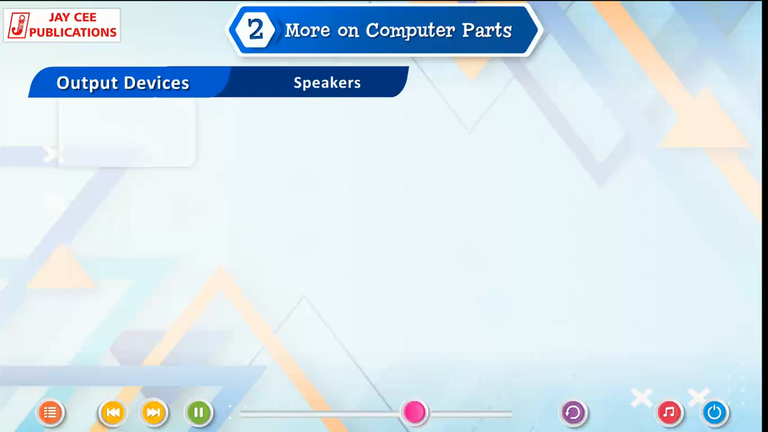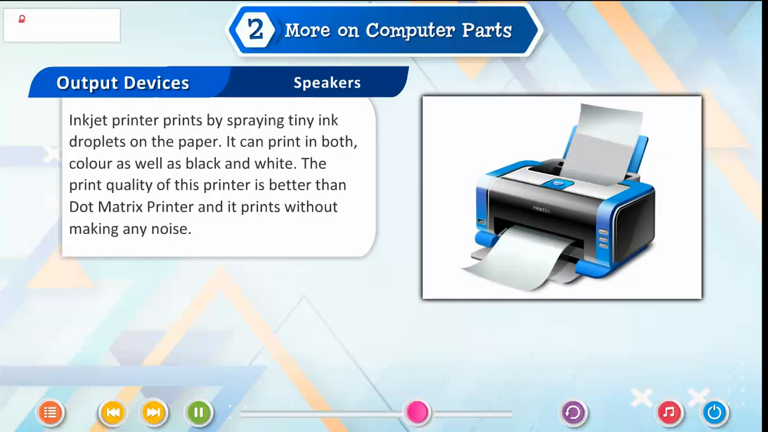Inkjet printer. Inkjet printer prints by spraying tiny ink droplets on the paper. It can print in both color as well as black and white. The print quality of this printer is better than dot matrix printer and it prints without making any noise.